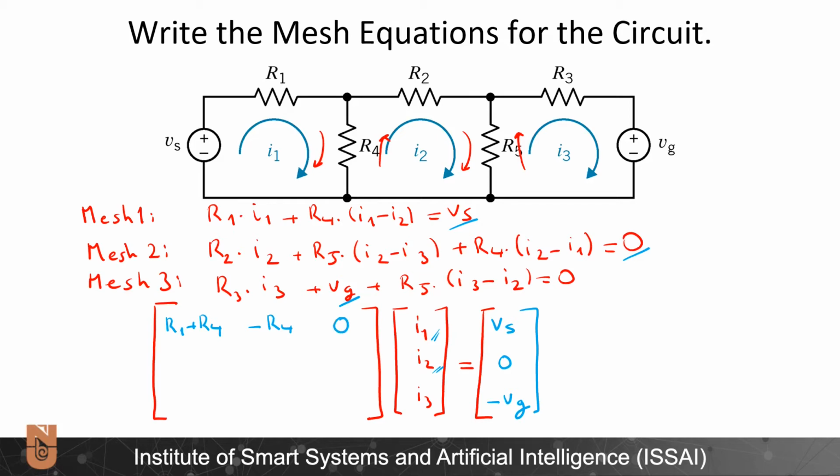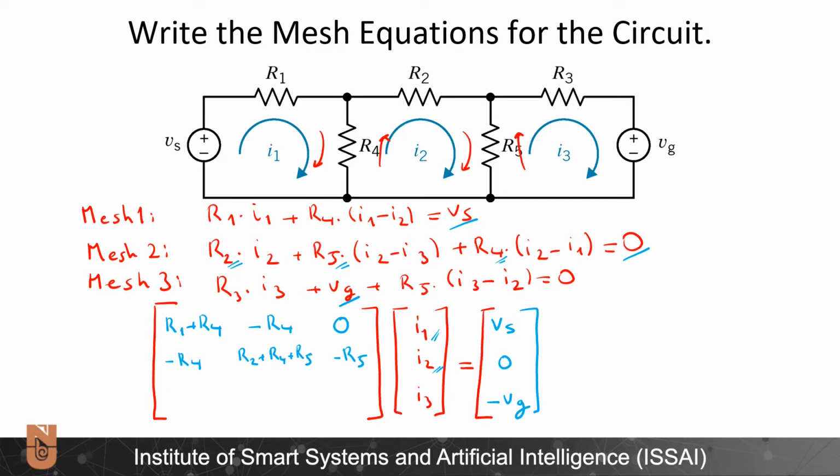For the second one, I have minus R4. For I2, I have R2 plus R4 plus R5. And for I3, I have a single term, minus R5. So I have right now my second equation also written here.